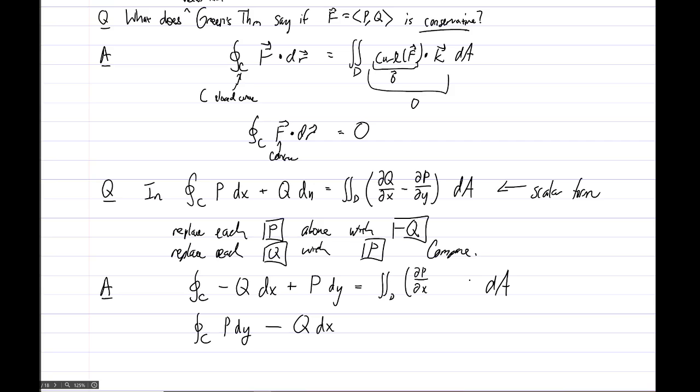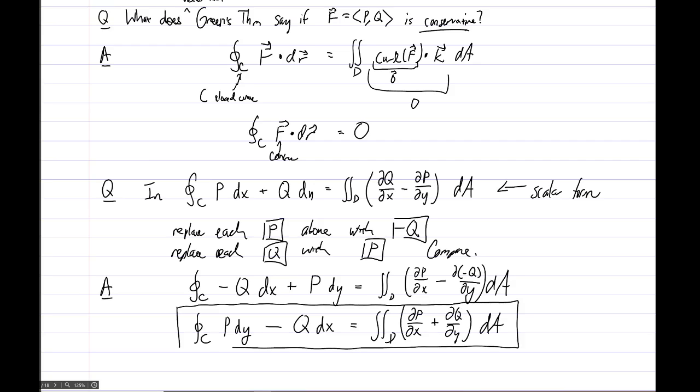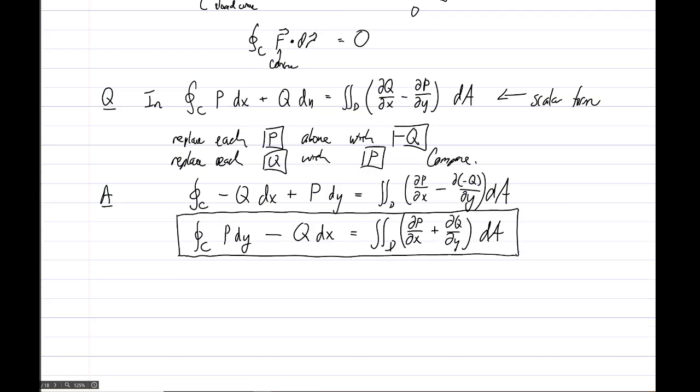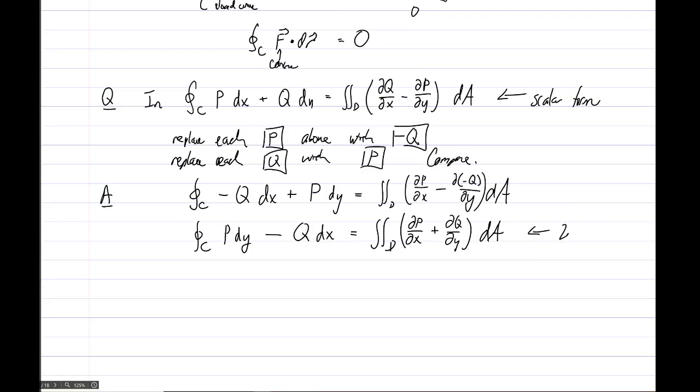Sorry, just to make sure. There was a minus sign here originally, and then P got replaced with negative Q, so on the other side we can clean this up as partial derivative of P with respect to x. The minus ends up being a plus now. So a plus partial derivative of Q with respect to y dA. This right here is what some books present as a second form of Green's theorem, or perhaps in some cases a first form of Green's theorem. But we should point out a couple things about how this second Green's theorem is written.